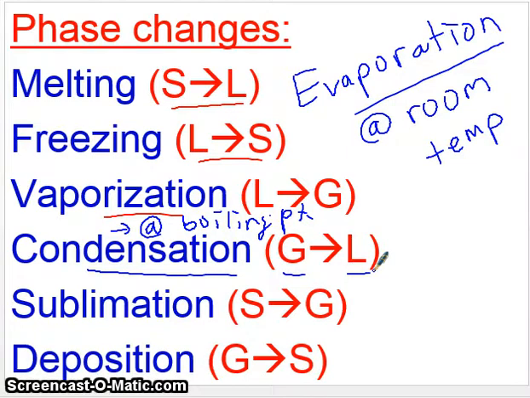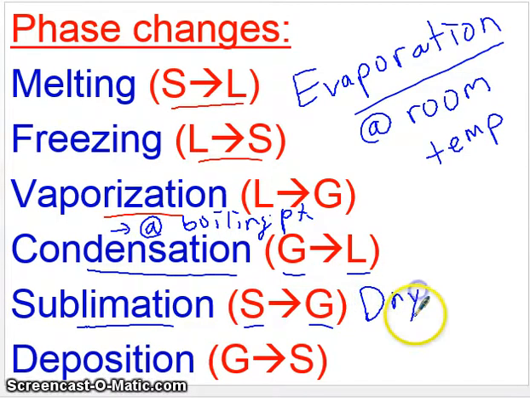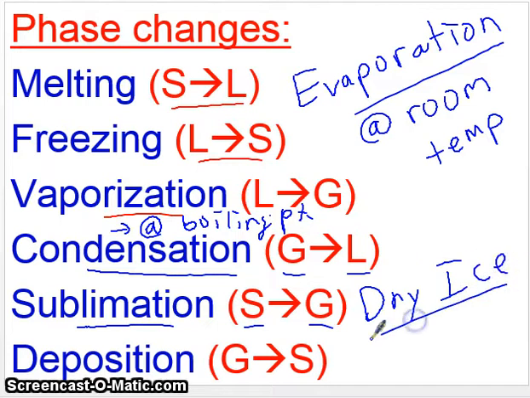And the last two are sublimation. Sublimation is going directly from a solid to a gas without passing through the liquid phase. This famously happens in a substance called dry ice, which we'll show you in class. And dry ice misses the liquid state altogether. And last one, deposition. Think of the word deposit in here. Anytime something deposits, it goes directly from a gas down to a solid.